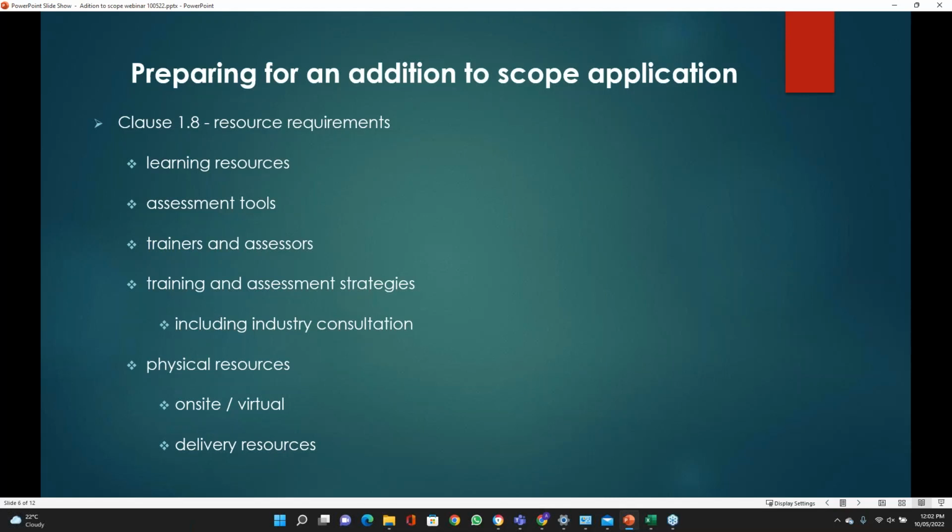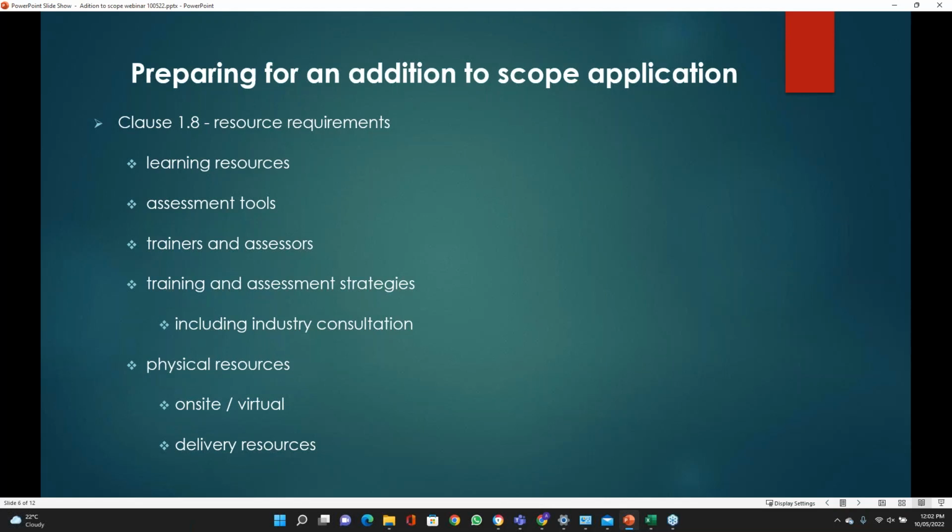So let's jump straight in. When we are preparing for an addition to a scope application, we need to be very, very certain that we meet the requirements of clause 1.8. And guys, quite simply, clause 1.8 summarized says that an RTO must at all times have sufficient resources on or at their disposal and ready to go for any single training product that is on its scope. And the same applies for when you are doing an addition to scope.